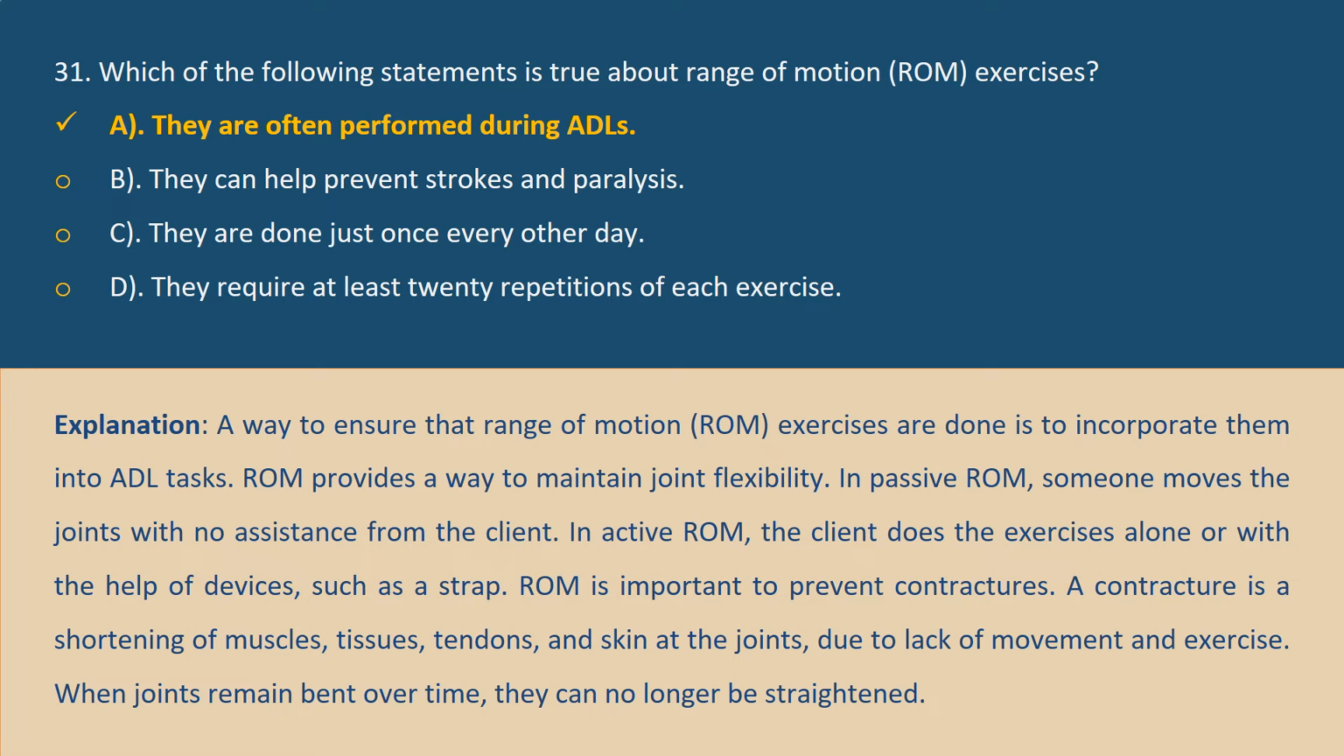Answer A. Explanation. A way to ensure that range of motion exercises are done is to incorporate them into ADL tasks. ROM provides a way to maintain joint flexibility. In passive ROM, someone moves the joints with no assistance from the client. In active ROM, the client does the exercises alone or with the help of devices such as a strap. ROM is important to prevent contractures. A contracture is a shortening of muscles, tissues, tendons, and skin at the joints due to lack of movement and exercise. When joints remain bent over time, they can no longer be straightened.